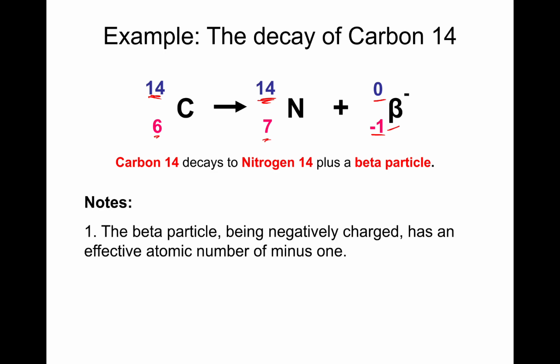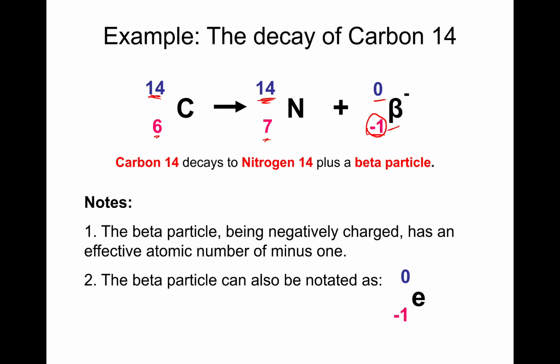So a couple of notes. The beta particle, being negatively charged, has an effective atomic number of -1, as shown in the question. And the beta particle can also be notated as 0e-1, which isn't typical. Typically, this is the one that we use.